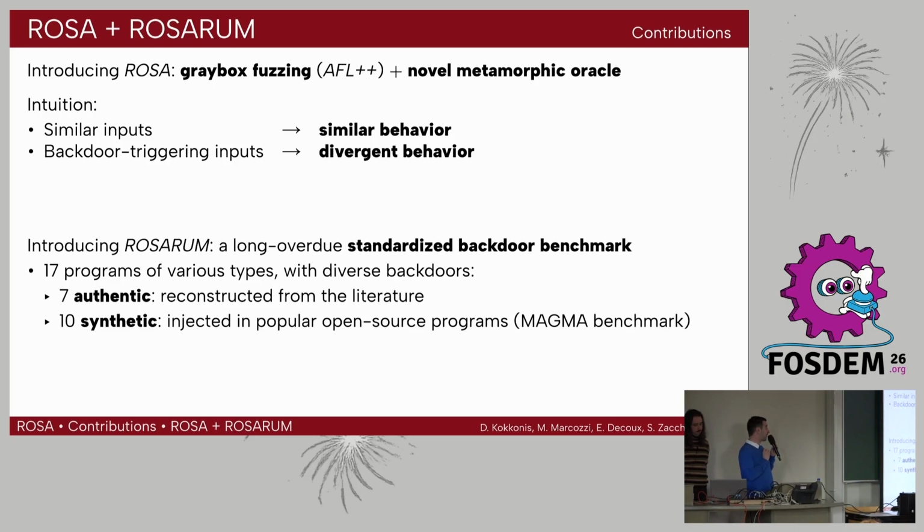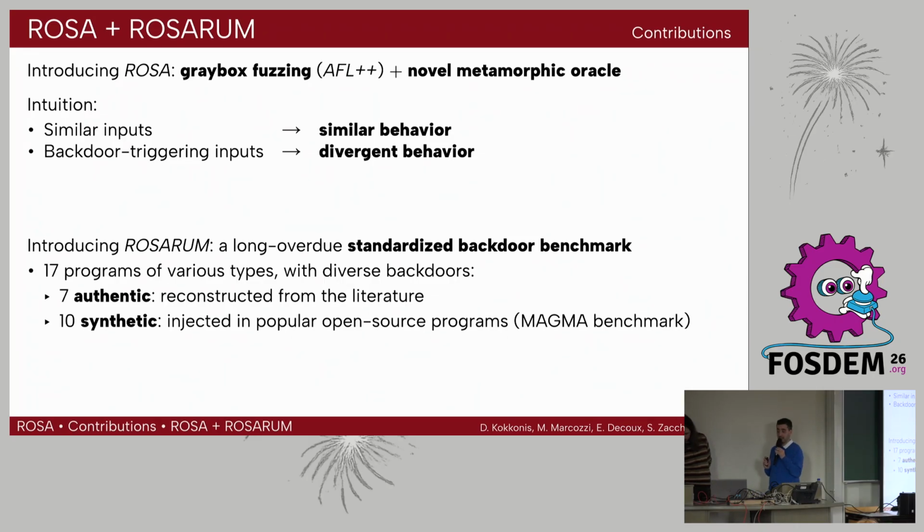The other thing that we have introduced is ROSA Room, a long overdue standardized backdoor benchmark with 17 programs: 7 with authentic real backdoors from real attacks that we have found, and 10 where we asked a researcher to inject synthetic backdoors in popular open source programs.